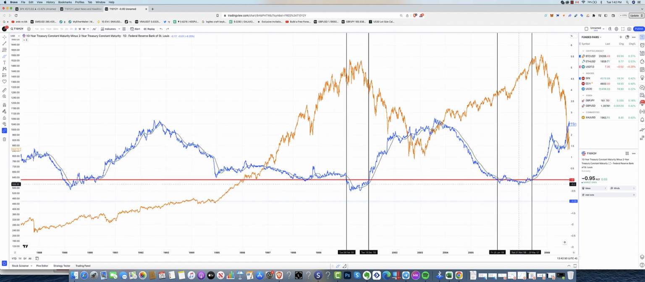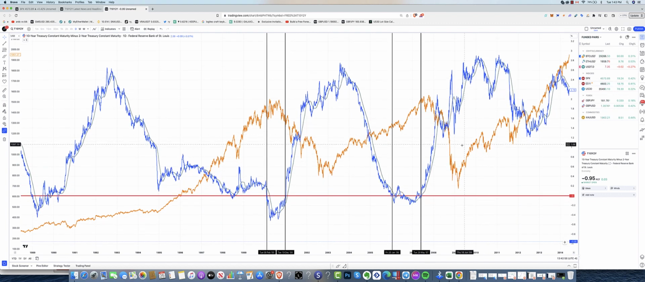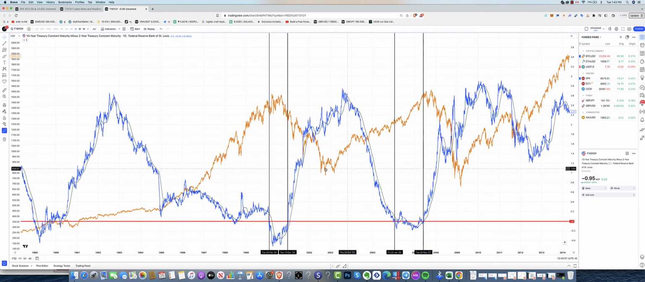And same thing over here, when we had the inversion, right in this area where the yield inverted, the price of the S&P 500, the value of it, kept increasing. But once we actually uninverted over here and then rallied up with the yield, then that's when the S&P 500 took a dive, right?